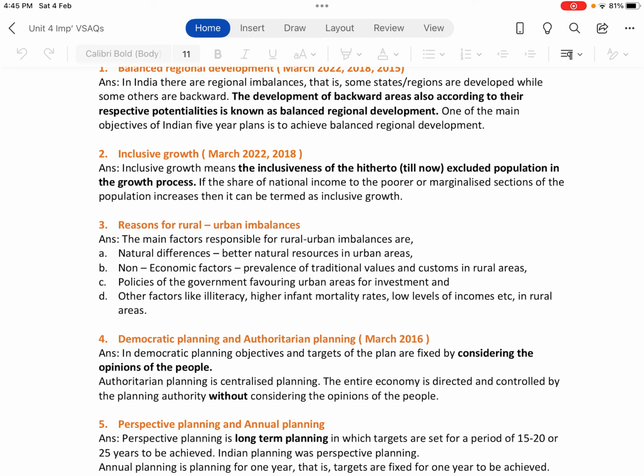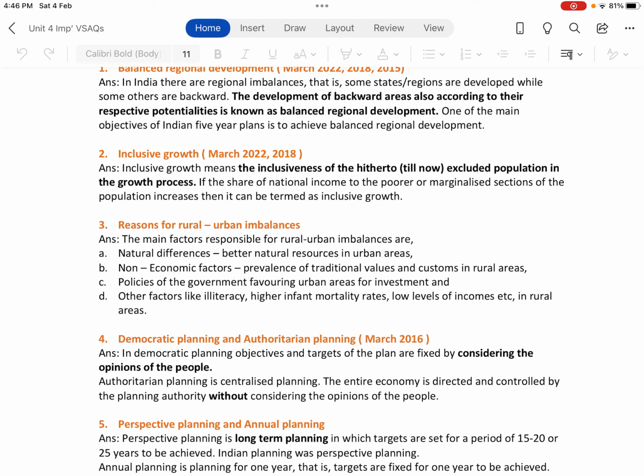Then the third one, reasons for rural urban imbalances. Answer: the main factors responsible for rural urban imbalances are natural differences, that is better natural resources in the urban areas. In other words, wherever there are better natural resources, people tend to flock to that area, in that particular place, and that becomes an urban area.